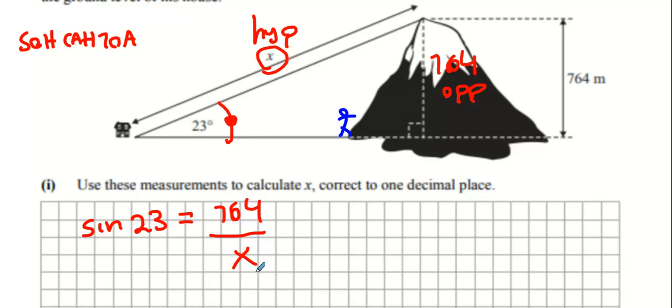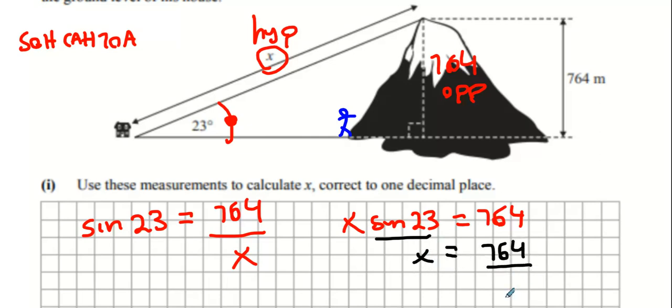Okay. X is division on the right. What happens when you move the x over the other side? Comes multiplication. So it's x sine 23 equals 764. Now that's sine 23. It's multiply on the left. So what does that mean when it moves to the right? Division. So what happens there? 764 divided by sine 23.